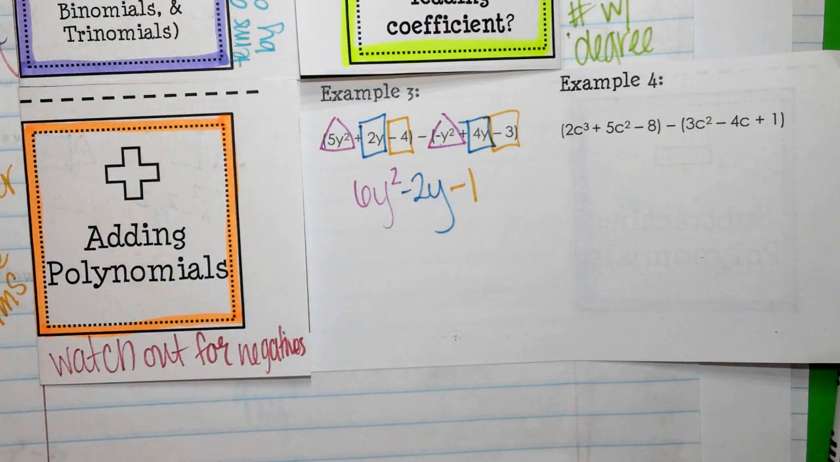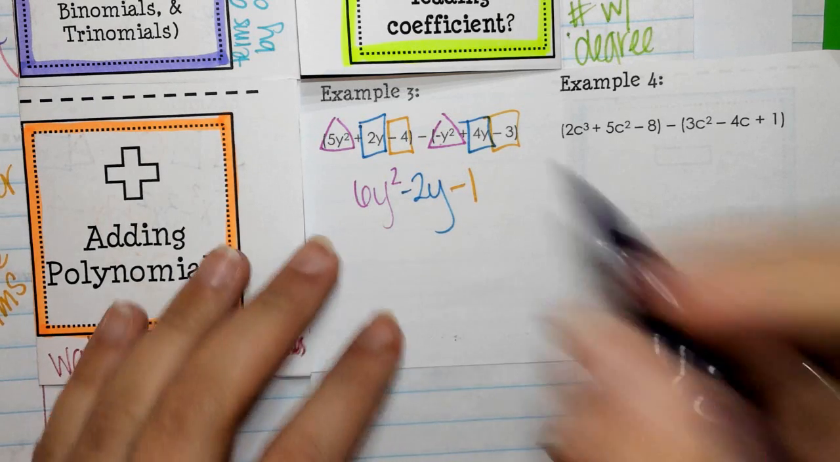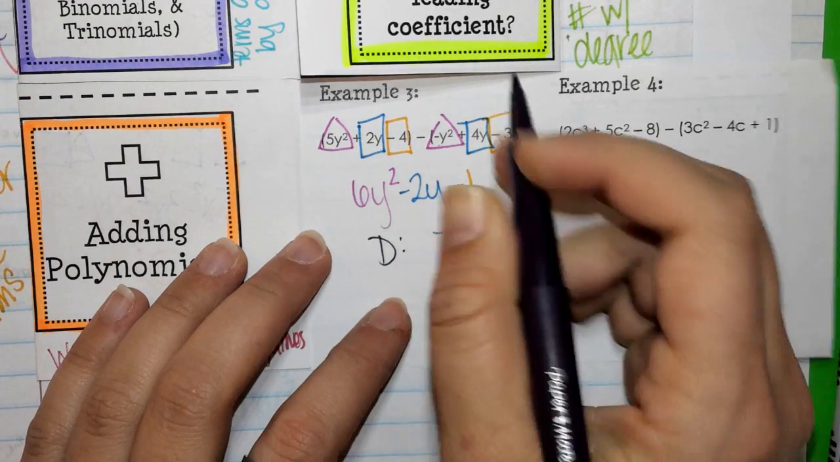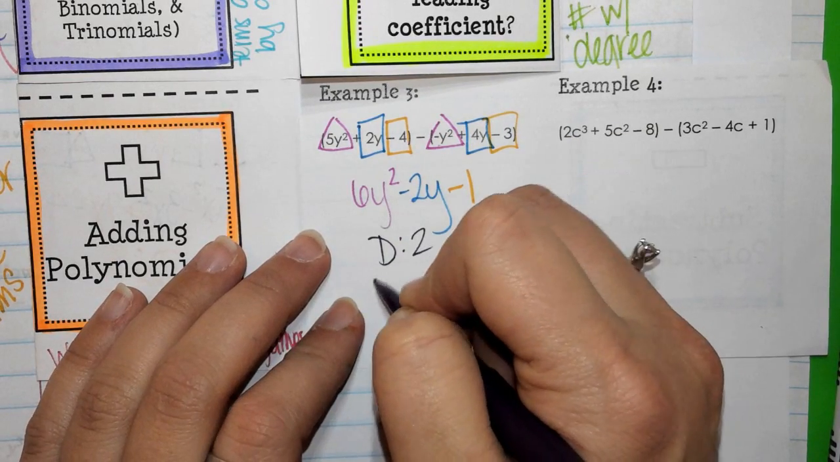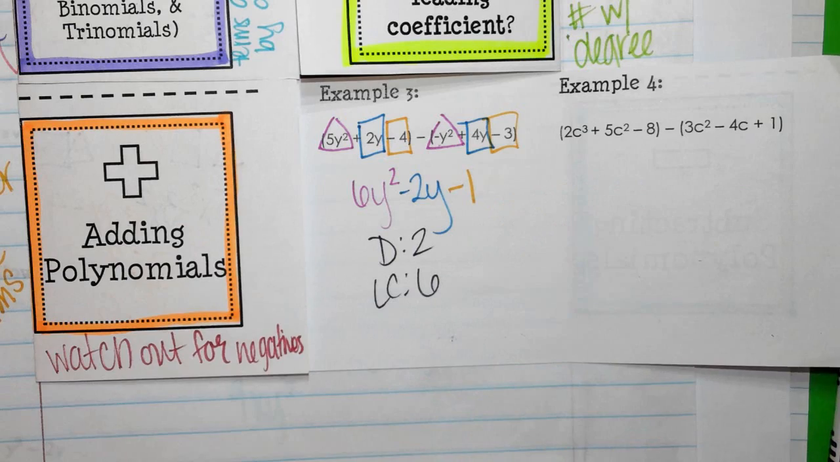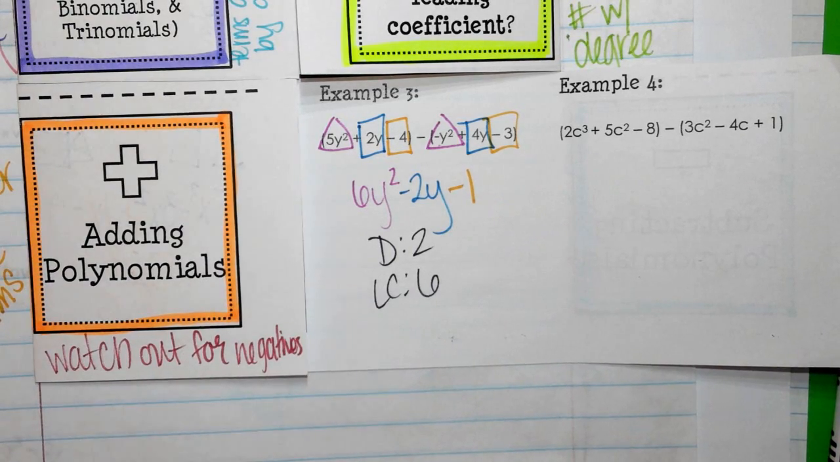So this would be, the type of polynomial would be trinomial. What would the degree be? 2. And what would the leading coefficient be? Look at us go. And it is a trinomial.